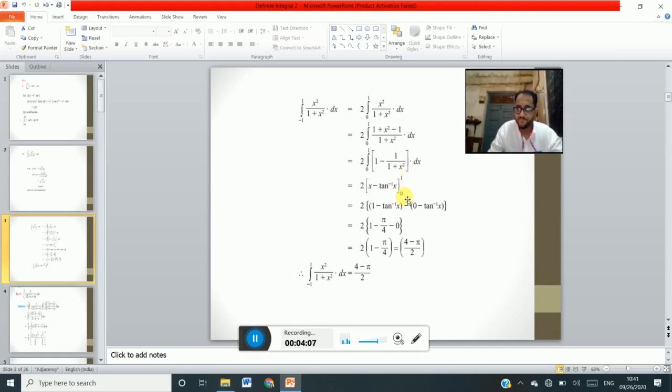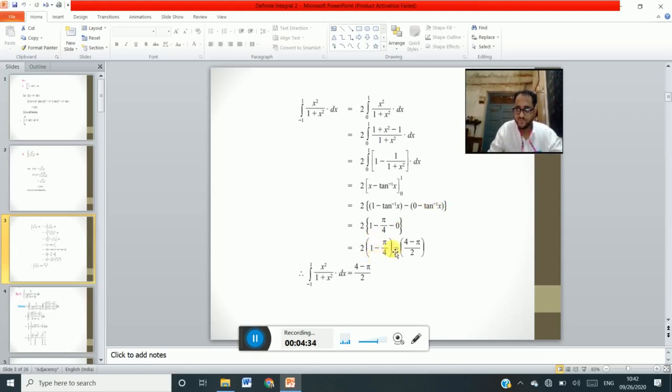Now put in the limits, the upper limit first of all. So replace the variable by the upper limit. So x replaced by 1 minus tan inverse 1. Here we want 1, right? Minus the lower limit: 0 minus tan inverse 0. Okay, so 1 minus tan inverse 1 is pi by 4, minus 0, and minus tan inverse 0 is 0. Okay, so 1 minus pi by 4 is the result.